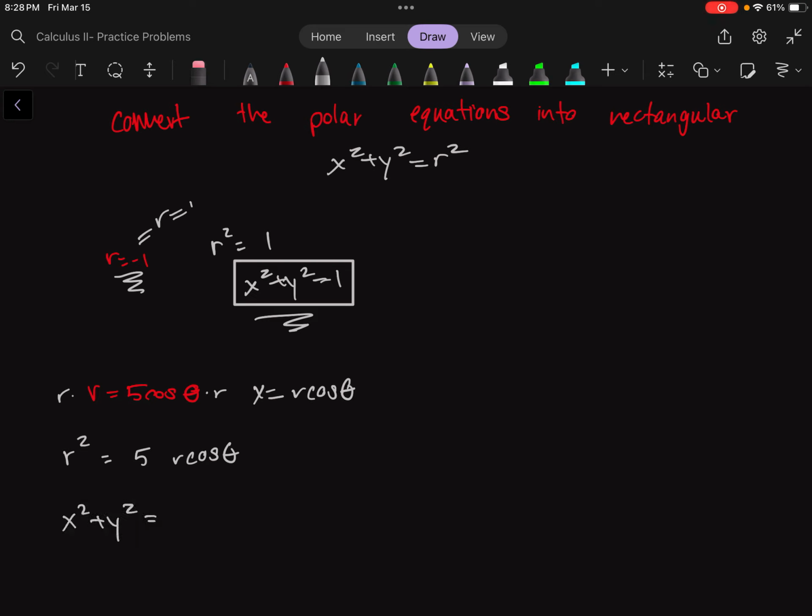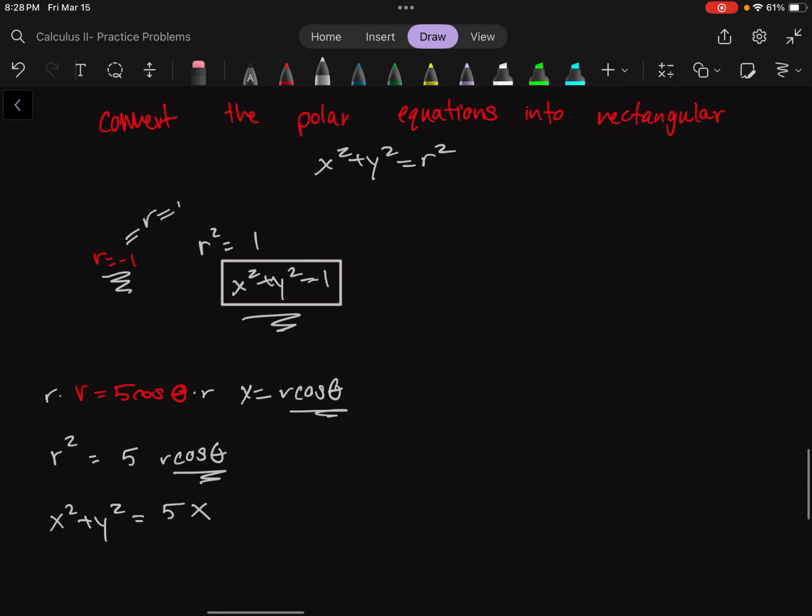r squared is x squared plus y squared. And we know that r cosine theta is just x, right? So now we have completely eliminated all of the polar variables to make a rectangular equation.